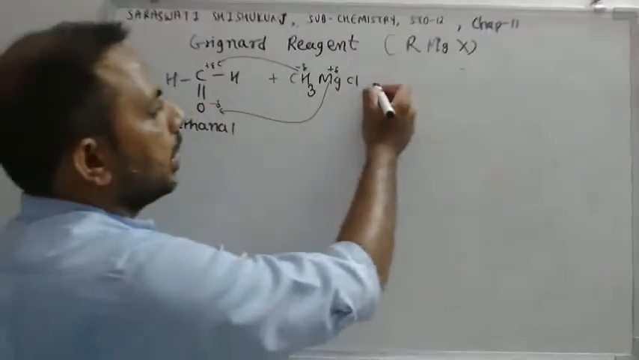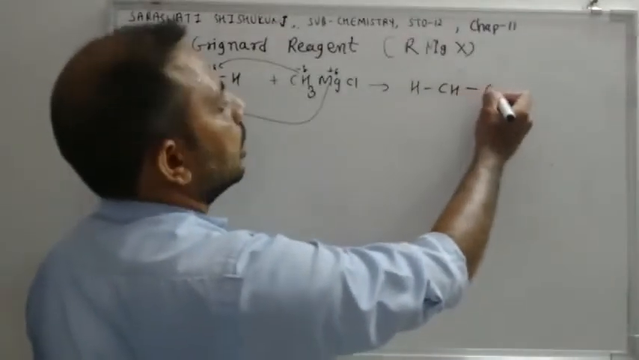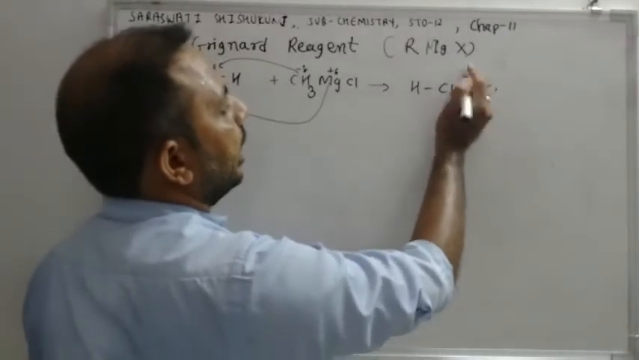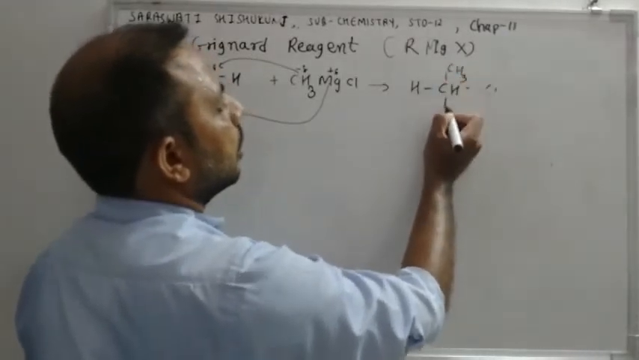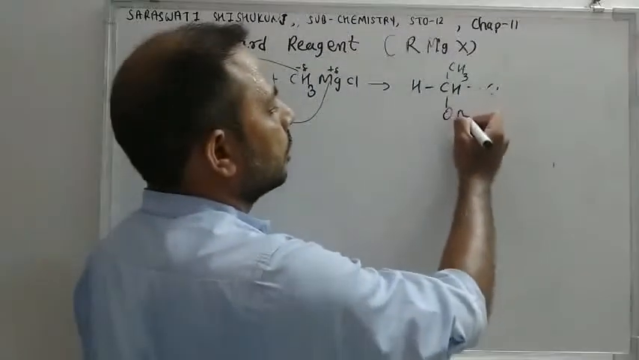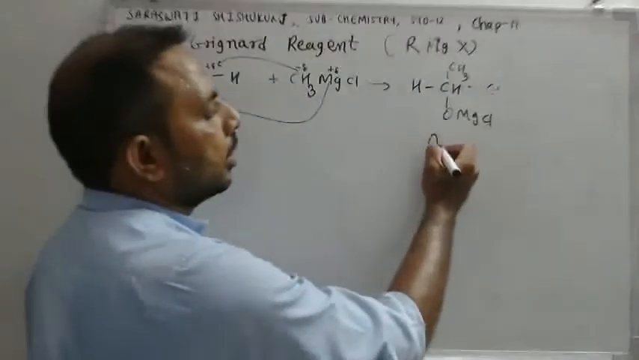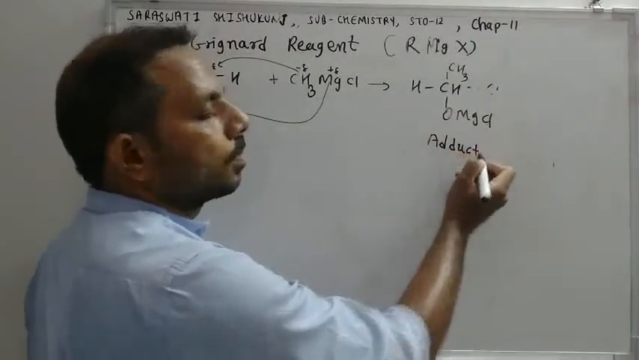So we will get the first adduct like this. This is HCH, and CH3 we can write like this, and oxygen will be attracted by MgCl. So this is the adduct, the intermediate product of the reaction.